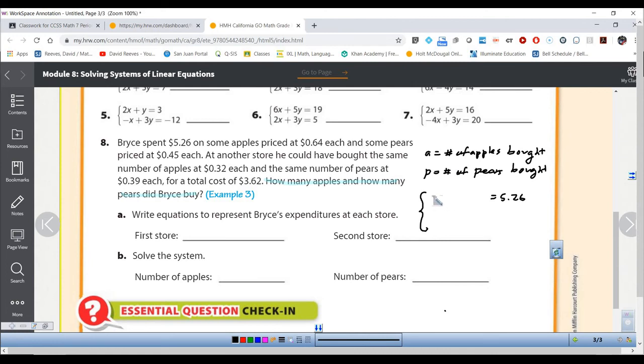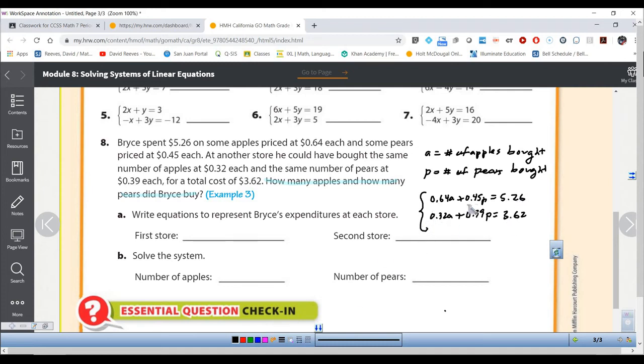All right. The apples cost 64 cents each, right? And the pears cost 45 cents each. So there would be that. And then at the next store, the apples were only 32 cents each. Half the price. Again, that's very convenient, isn't it? And the pears were 39 cents each. And at this store, because the prices were lower, he only spent 362, right? Okay, there would be our system.